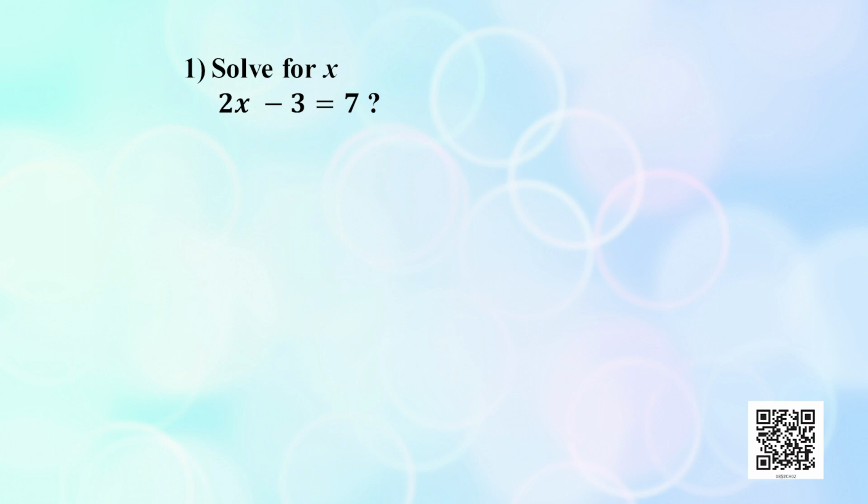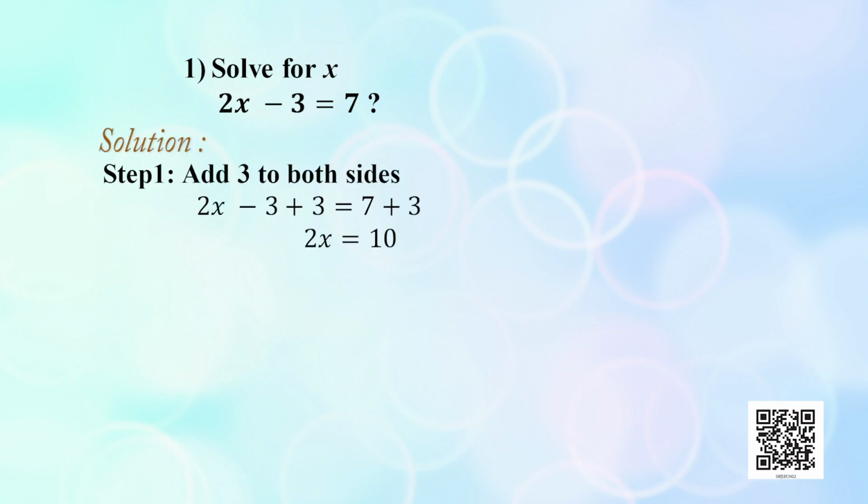So, let us take the given example itself. Solve for x, 2x - 3 = 7. To find the solution, we have to follow the following steps. Step 1. For the given expression, we have to add 3 on both sides. Remember, whatever basic operations we do, whether addition, subtraction, multiplication or division on both sides, the balance of the equation is not disturbed.